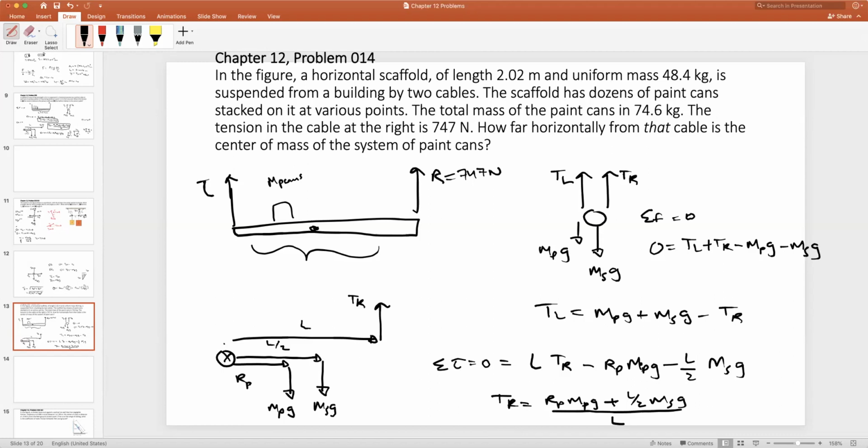Pretty easy to do. Oh, I'm sorry. I keep thinking this problem is asking me for something different. This problem only wants to know R_P.